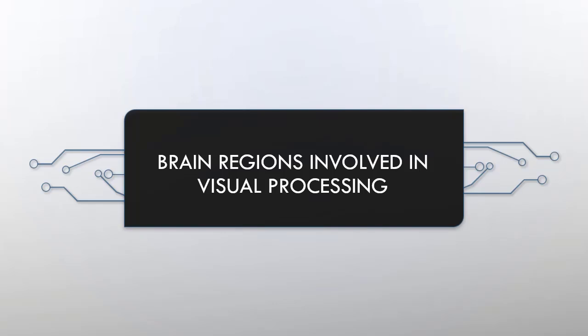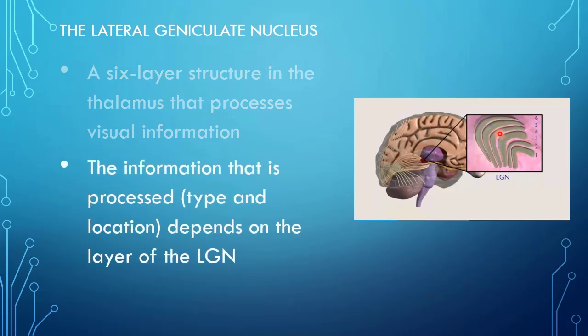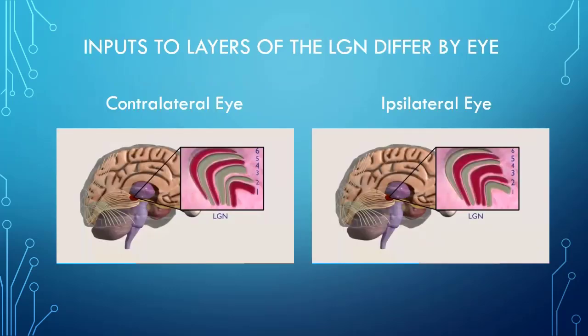So let's talk a little bit about some of these visual regions. What are they doing? The lateral geniculate nucleus has 6 layers, and it's in a part of the brain we call the thalamus. So the information that's being processed depends on the layer of the lateral geniculate nucleus. And I want you to think of this as kind of like a sorting system, right? The LGN, or lateral geniculate nucleus, is a sorting system.